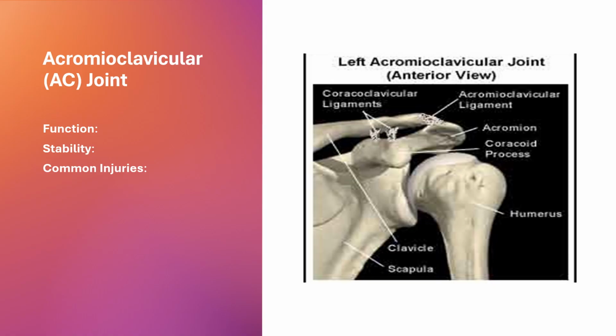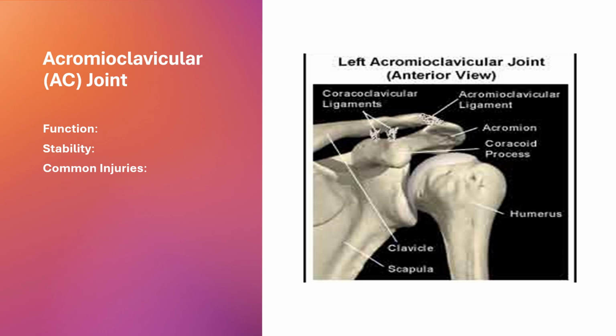So the acromioclavicular joint, the AC joint, is a synovial plane joint. Now, the AC joint is located where the clavicle meets the acromion, which is a bony projection off the scapula. Now, this joint is a key player in the movement of the shoulder, particularly in overhead motions.